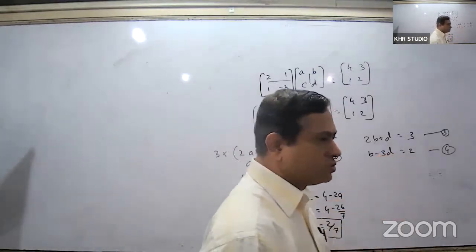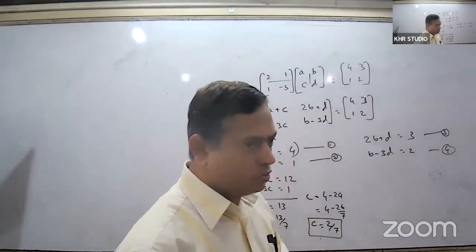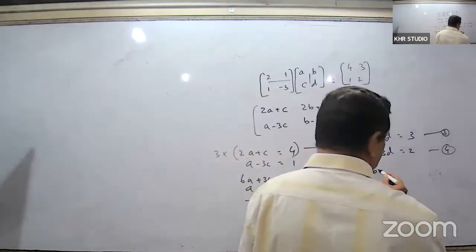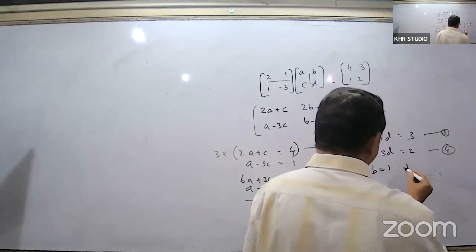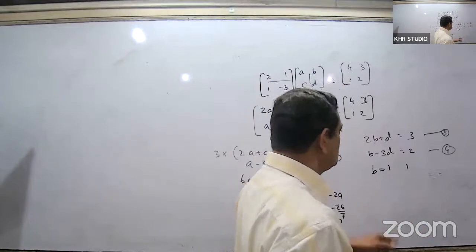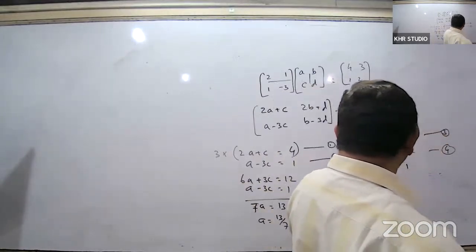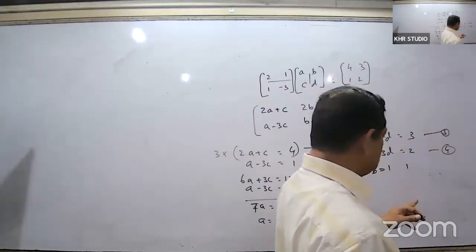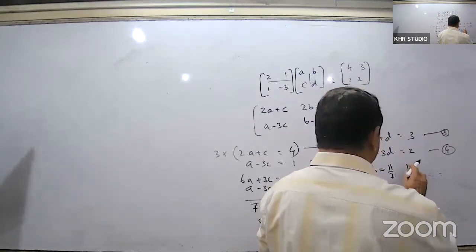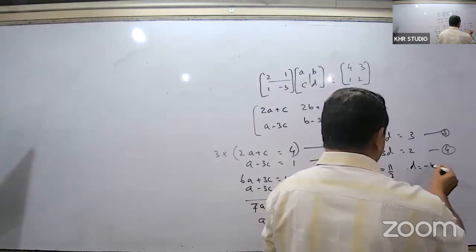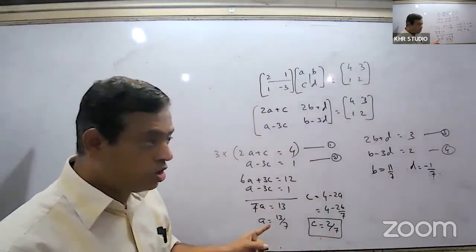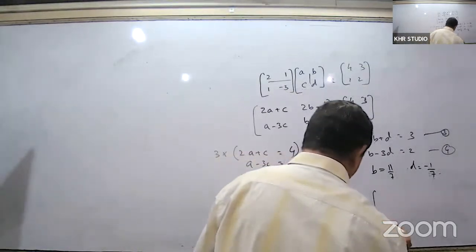Then solve the same way. What are the values of b and d? b is 11 by 7, and d is minus 1 upon 7. Write the answer in matrix form.